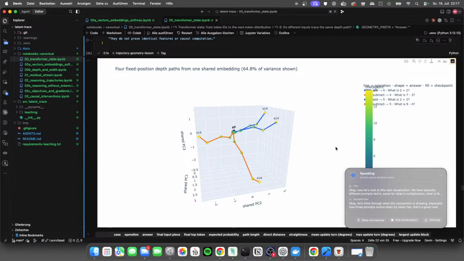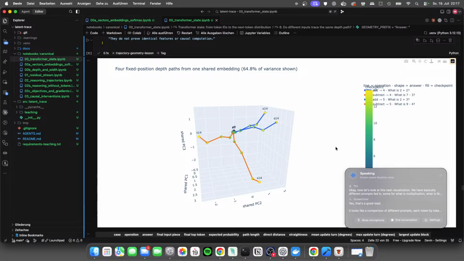Okay, let's think through what this comparison is showing, especially how those prompts evolve token by token. Yes, that's a good read. It looks like a comparison of different prompts, each token by token, and how their states move through the model. You can think of each prompt as producing a path across positions, and at each position, the state is updated as it goes through layers.